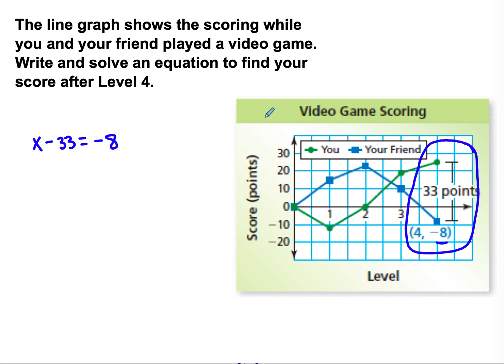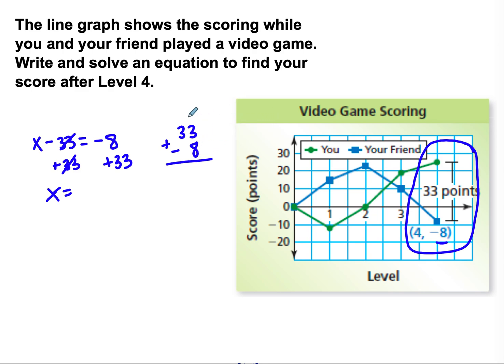Okay. So now I have my equation. Let's go ahead and solve it. This is subtraction. I'm going to add a positive 33 to both sides. Negative 33 plus 33 is 0, so I'm just going to cancel those out, write X equals. Here, different signs, find the difference. I have 2-digit numbers, so I am going to rewrite it. Greater absolute value on the top since I'm subtracting.